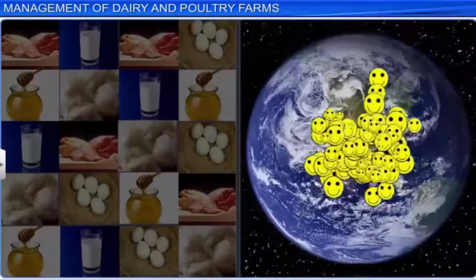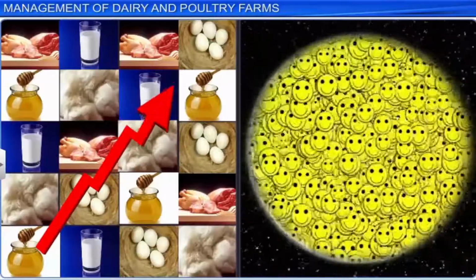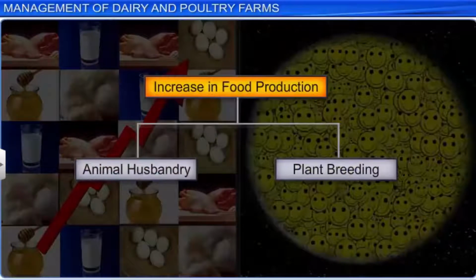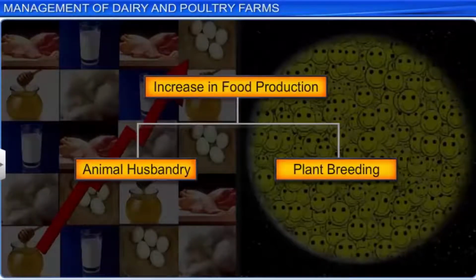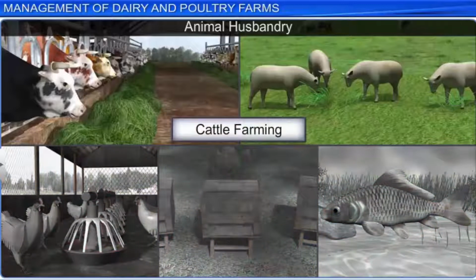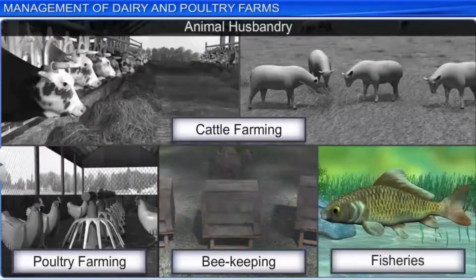With an increase in population worldwide, an increase in food production is also required. This can be achieved through animal husbandry and plant breeding. Animal husbandry refers to the practice of breeding and rearing livestock that are useful to human beings, and includes cattle or dairy farming, poultry farming, beekeeping, and fisheries.